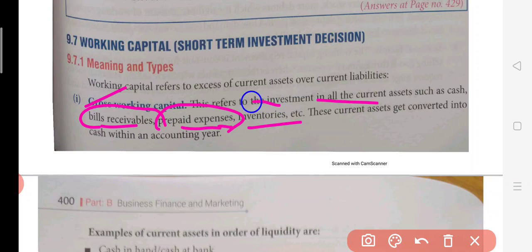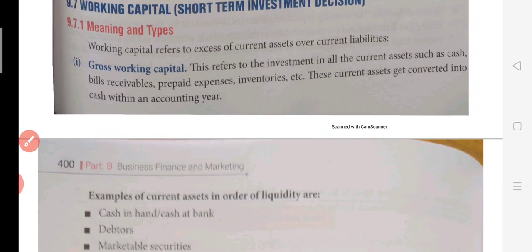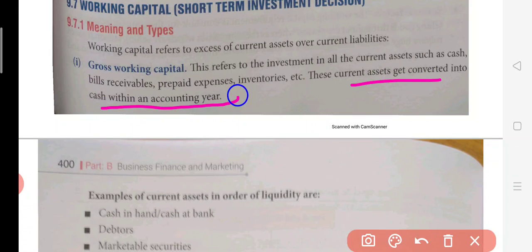Now inventories are nothing but your stocks which you maintain. So investment in all these things is called gross working capital. These current assets get converted into cash within an accounting year. So basically within 1 year we expect that all this should be converted into cash so that we can pay our current liabilities easily.